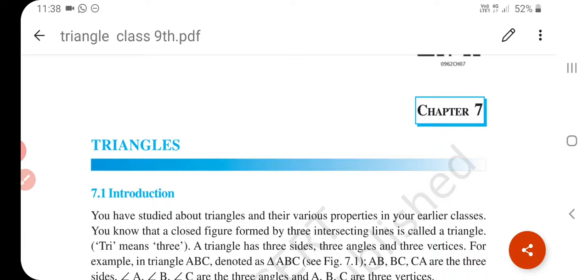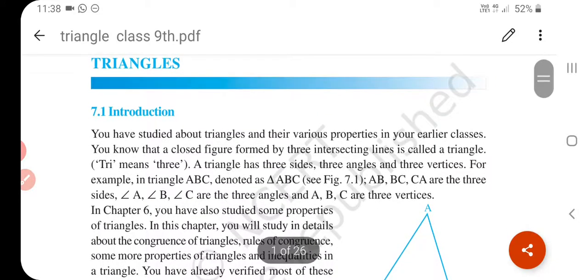Okay, understand? So two figures are said to be congruent if they are of the same shape and the same size. Congruent means equal in all respects, whose shape and size both are the same. Two circles of the same radius and two squares of the same sides are congruent to each other. Now if we talk about congruence of triangles, two triangles are congruent if the sides and angles of one triangle are equal to the corresponding sides and angles of the other triangle.